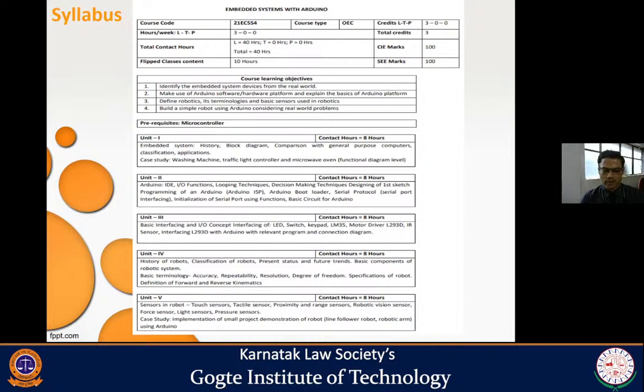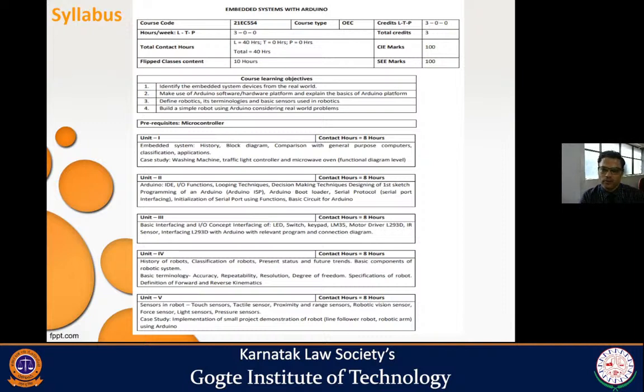And this is the actual syllabus content which we will be covering. To learn microcontroller or to learn Arduino, if you know basics of C, I think that would be sufficient because we would be doing programming on an open source IDE, which is provided by Arduino. That is called Arduino IDE.